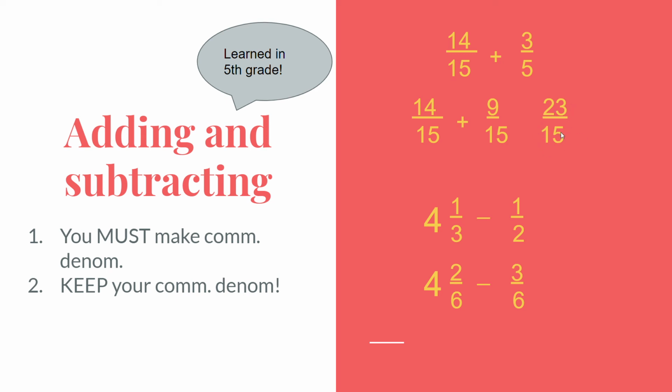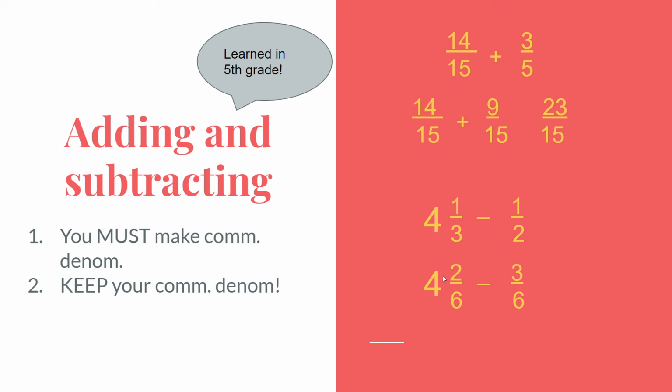23/15 is correct. It's a fraction greater than 1, an improper fraction, but it's a correct answer. They could change it to 1 8/15, and that's also correct. In 6th grade, we accept both forms. 4 1/3 minus 1/2.